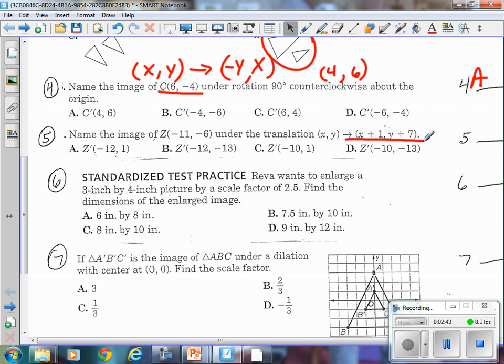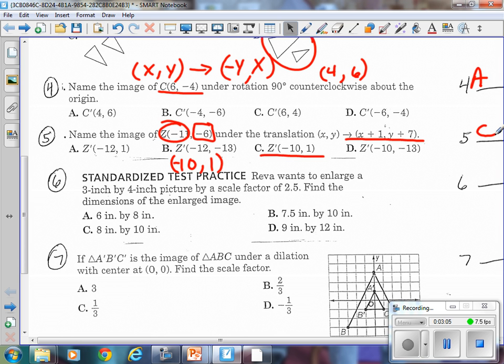Name the image under the translation (x + 1, y + 7). That means you're going to add 1 to the x coordinate. So -11 plus 1 is going to give us -10, and you're going to add 7 to the y coordinate. Well, -6 plus 7 is going to be 1, so (-10, 1), which is C.